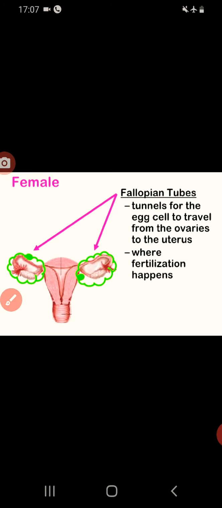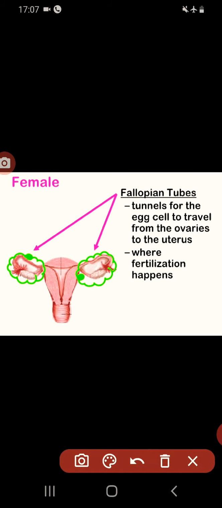Next part is the fallopian tubes. These fallopian tubes are also known as the oviduct. From each ovary one tube comes out, so 2 fallopian tubes are there. These fallopian tubes are the tunnels for the egg cell to travel from the ovaries to the uterus. So the egg cell travels from the ovary to the uterus. The tubes take the ovum from the ovary to the uterus.